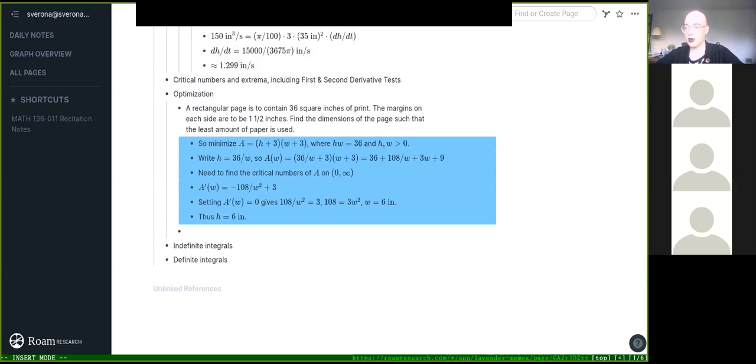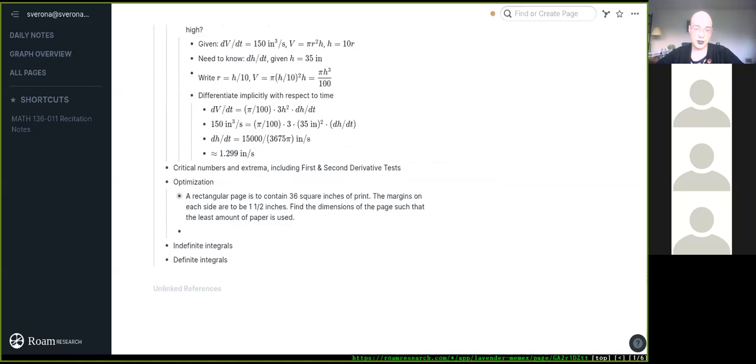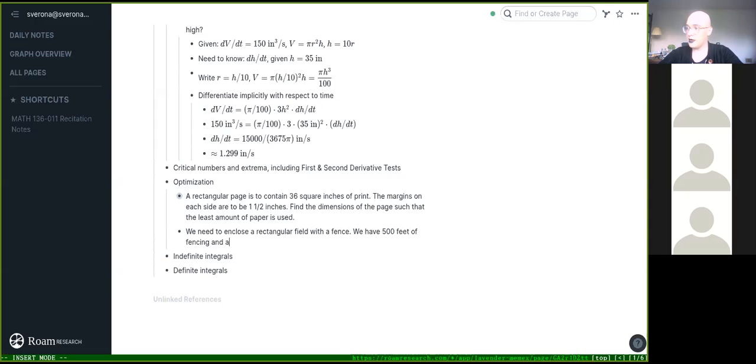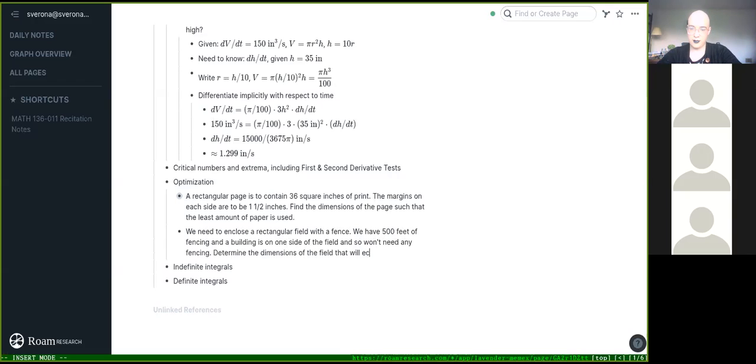Okay, so where was I? So now I can close this out. And let's see. So here's what we got here. We need to enclose a rectangular field with a fence. We have 500 feet of fencing, and a building is on one side of the field, and so won't need any fencing. Determine the dimensions of the field that will enclose the largest area.